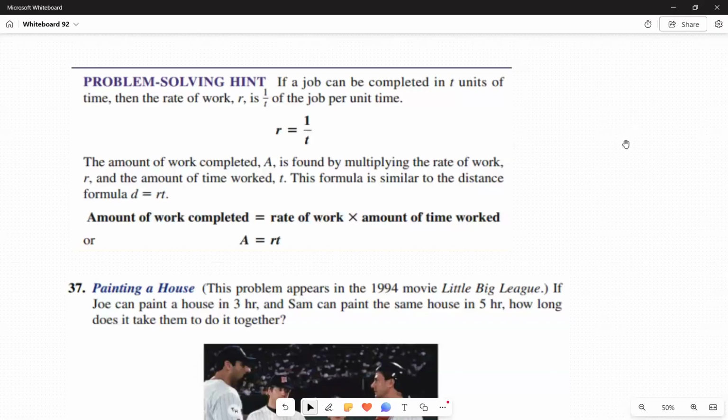Hello. In this video, I'll do an application of a work rate problem. So remember the strategy I mentioned in the lesson plan sheet. If a job can be completed in T units of time, then the rate of work R is 1/T of the job per unit time. And the amount of work completed A is found by multiplying the rate of work and the amount of time worked. So A is going to be R times T.